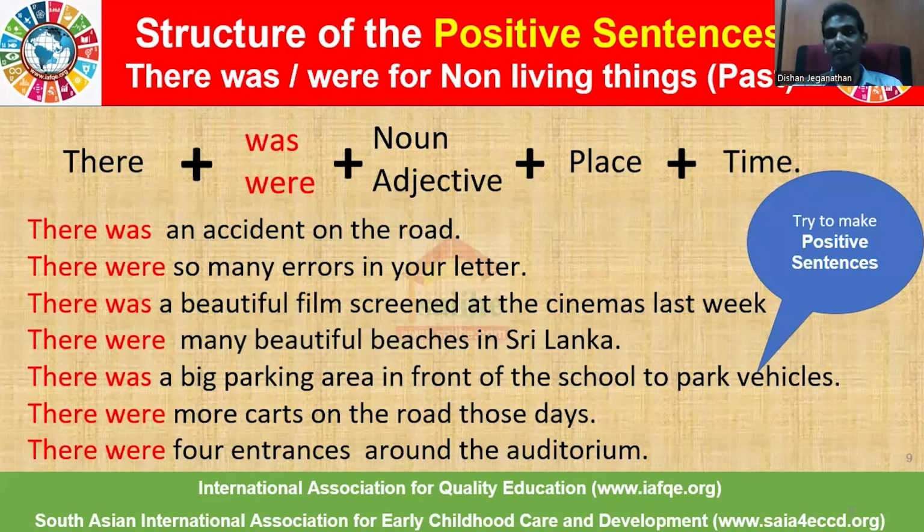There were so many errors in your letter. Errors, the word is a plural noun. Therefore, we make use of were. There was a beautiful film screened at the cinemas last week. So film is the noun, which is singular, and beautiful is the adjective. So since it was singular, we make use of was. Likewise, we have there were many beautiful beaches in Sri Lanka.